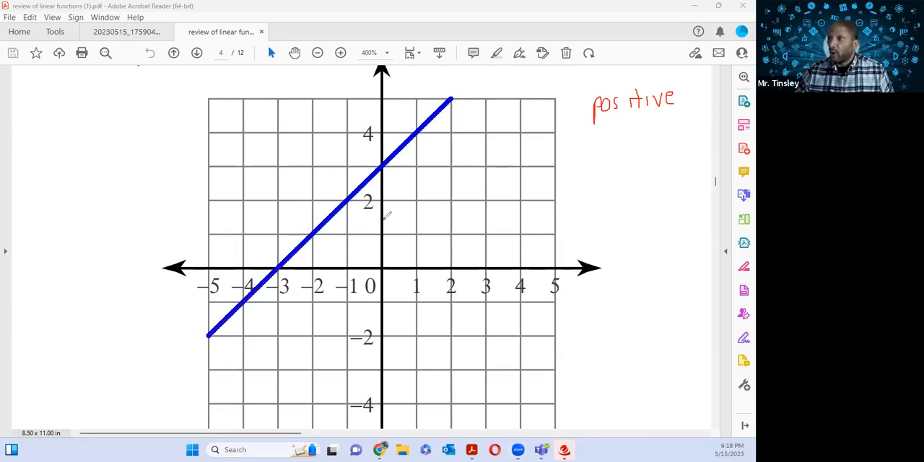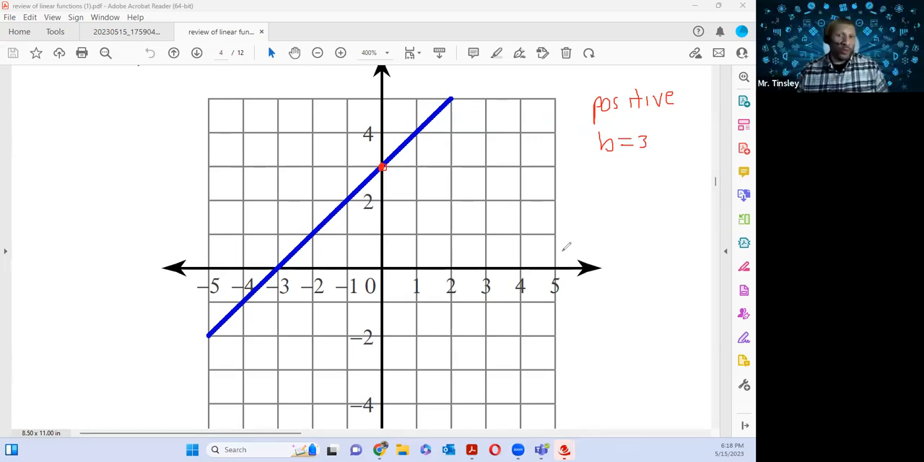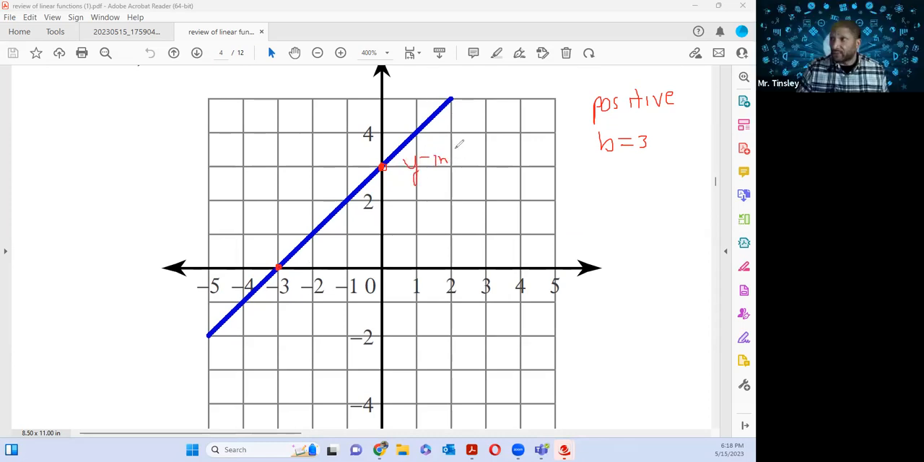The second thing I know is my y-intercept, right there, where the line crosses the y-axis. I notice it's showing even numbers, so I make sure to count 1, 2, 3. So my y-intercept is 3. I already have 1 point, my y-intercept. Always use your y-intercept as 1 point. Then I can use any other point. I can use this one, my x-intercept, where it crosses the x-axis.